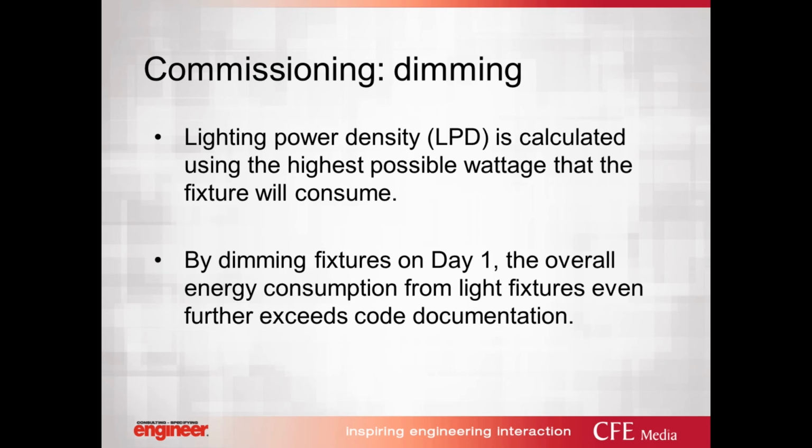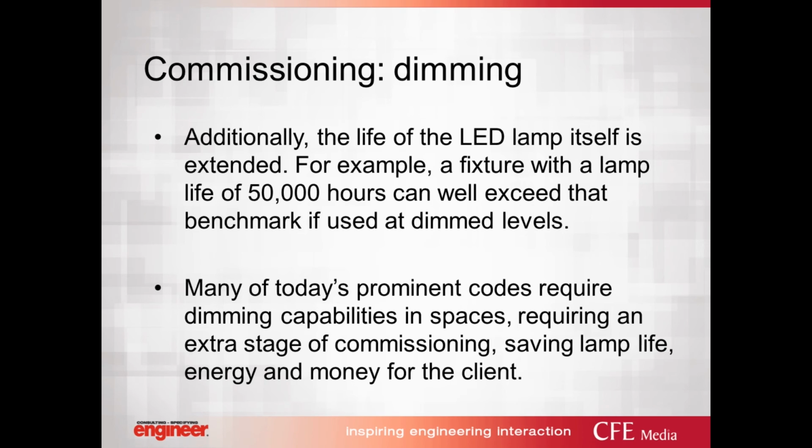The LPD is the lighting power density, and that's calculated using the highest possible wattage of a fixture. So if a downlight is 20 watts at its initial output, meaning it's not dimmed at all, you're going to be using those 20 watts. But as you dim them, you're actually using less. So overall, you're using less wattage by dimming those fixtures. This is true of residential as well as commercial spaces. So you may be calculating your LPD to stay below code, but you might actually be consuming less than even that code requirement.